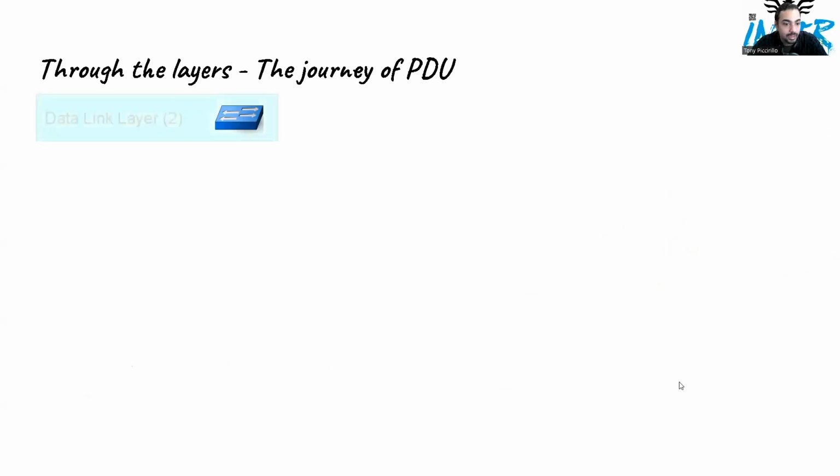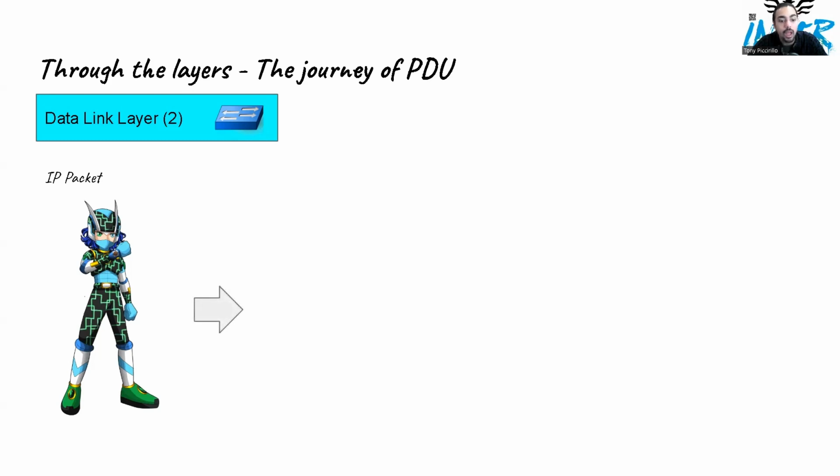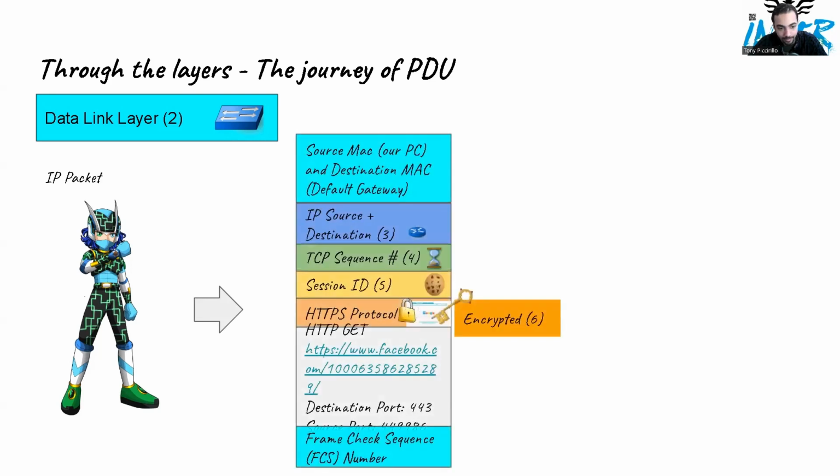So now let's dive into the data link layer. Remember that the PDU has now become an IP packet since passing through the network layer and getting the IP source and destination header. Well, now in the data link layer, our IP packet will go through another transformation. If we take a look at what happens to our IP packet in the data link layer, you'll notice that there is now a new header and a new footer.